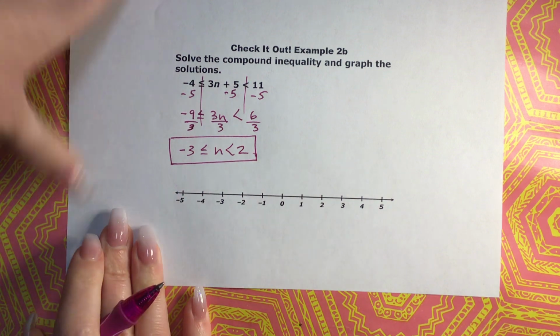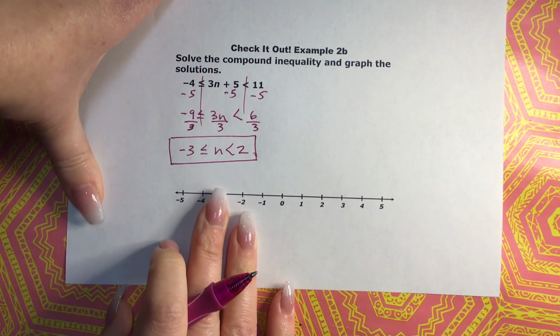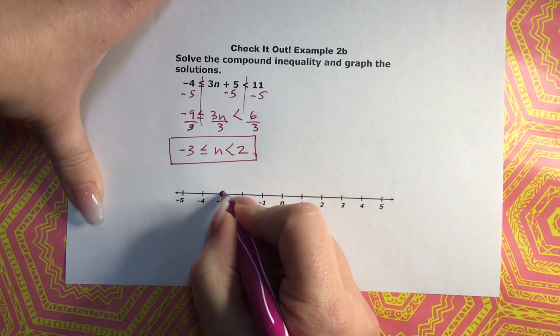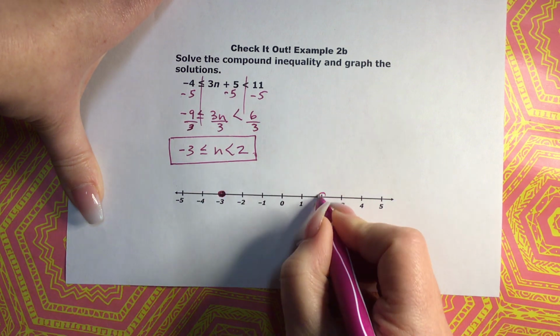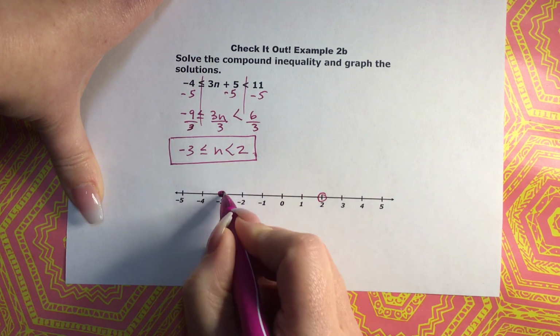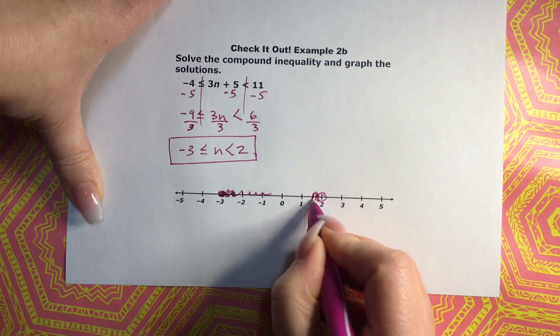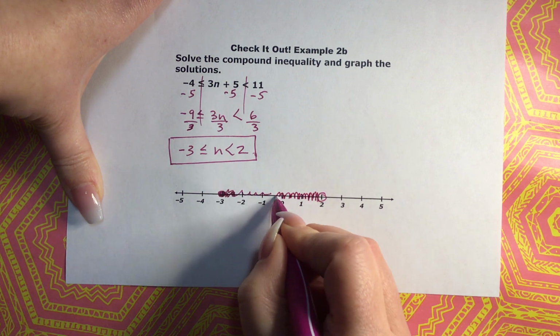If you got that one right, great. Let's go ahead and, what are we going to do? Graph it. Yes, we are. So we have a closed circle at negative 3, and then an open circle at 2, and n is greater than or equal to negative 3, yet it is less than 2. So n is just all of these numbers in between.